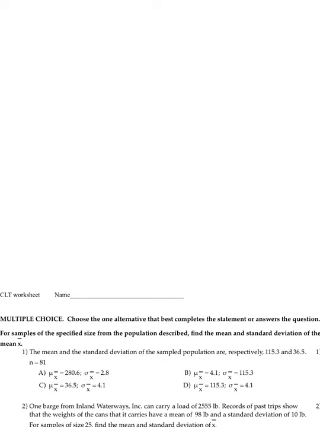For central limit theorem, we have the distribution for the sample mean X bar follows a normal distribution with mean equal to mu and standard deviation equal to the population standard deviation over the square root of the sample size. Mu is our population mean, sigma is our population standard deviation, n is our sample size.